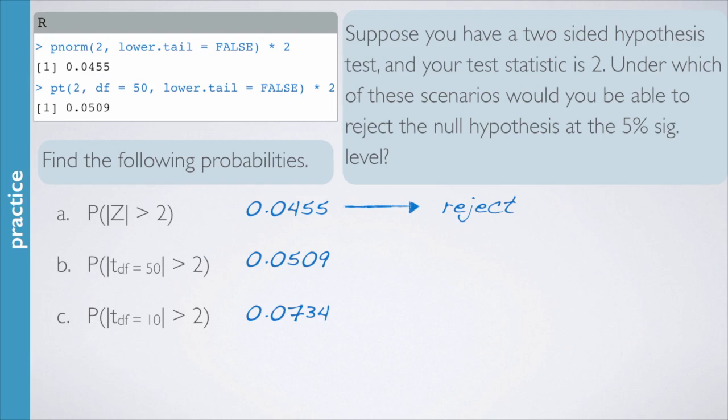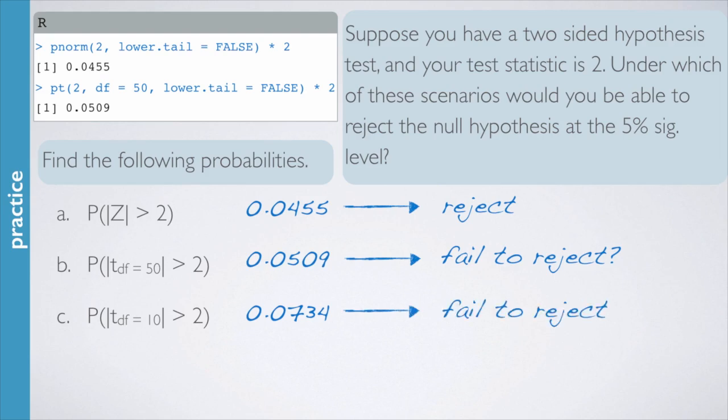In the second scenario, the p-value is greater than 5%, so we would fail to reject the null hypothesis, though again we should mention that the p-value is pretty close to 5%. And in the last scenario, we would definitely fail to reject the null hypothesis. We can see that as we get more conservative with a t-distribution with lower degrees of freedom, we also become less likely to be able to reject the null hypothesis.